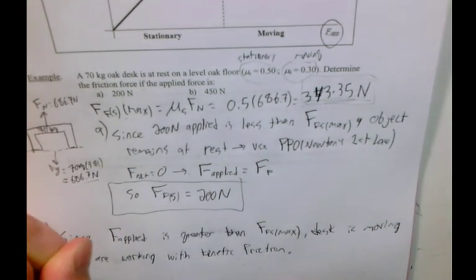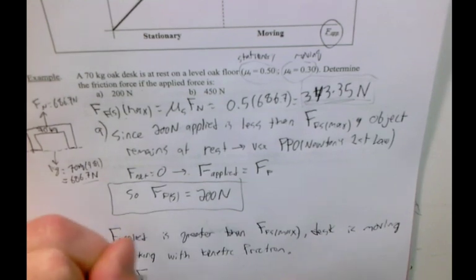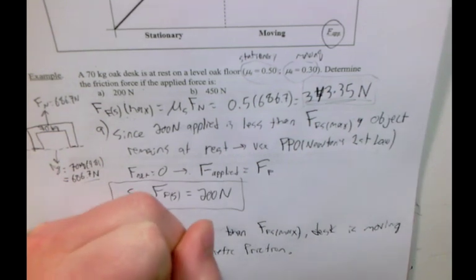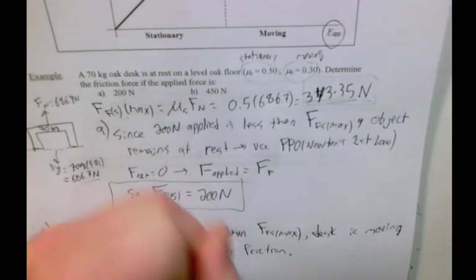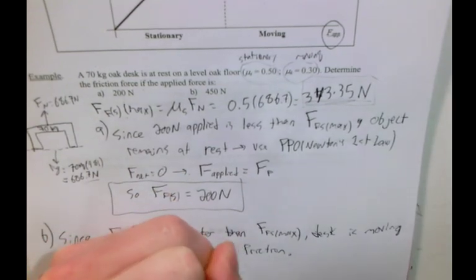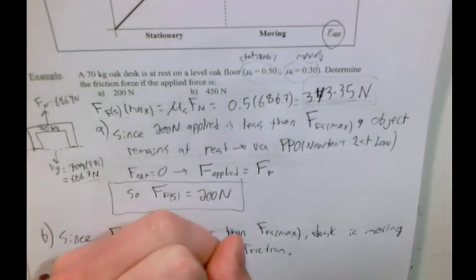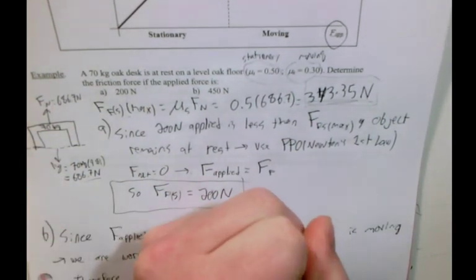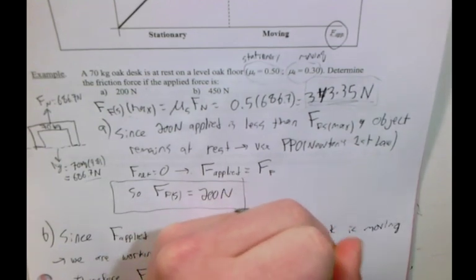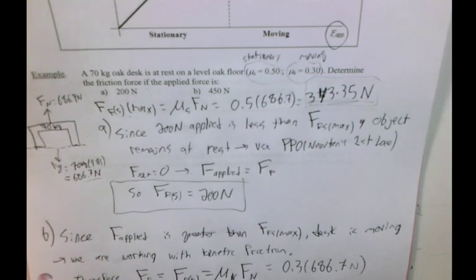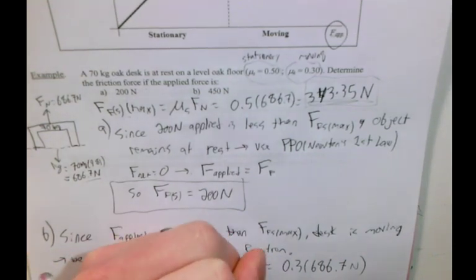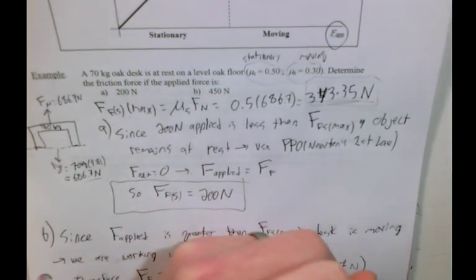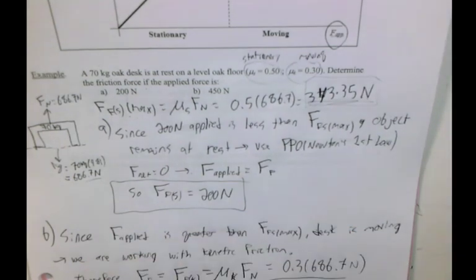So therefore, force of friction is equal to our force of kinetic friction, which is equal to our coefficient of kinetic friction, mu k, times our normal force. So we now have 0.3 times our 686 we calculated in the first part. So the force of friction kinetic is equal to 206 newtons when we throw in our proper significant digits.